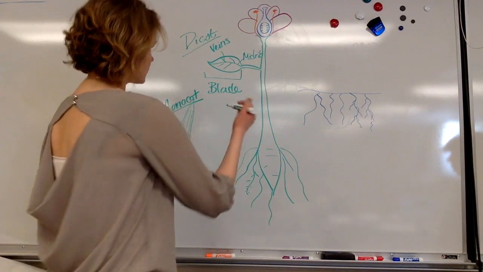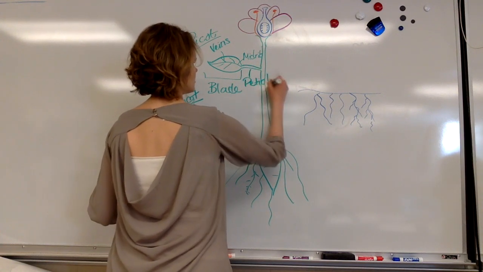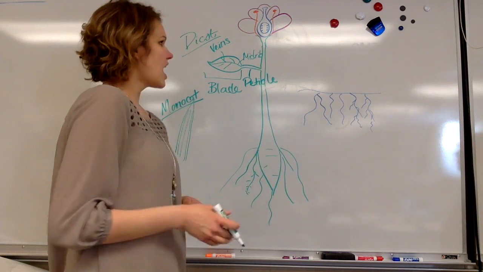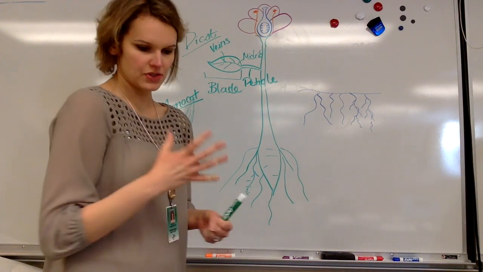The other thing attached to here is what's called the petiole. It is essentially the leaf stalk that attaches and supports the leaf to the stem.